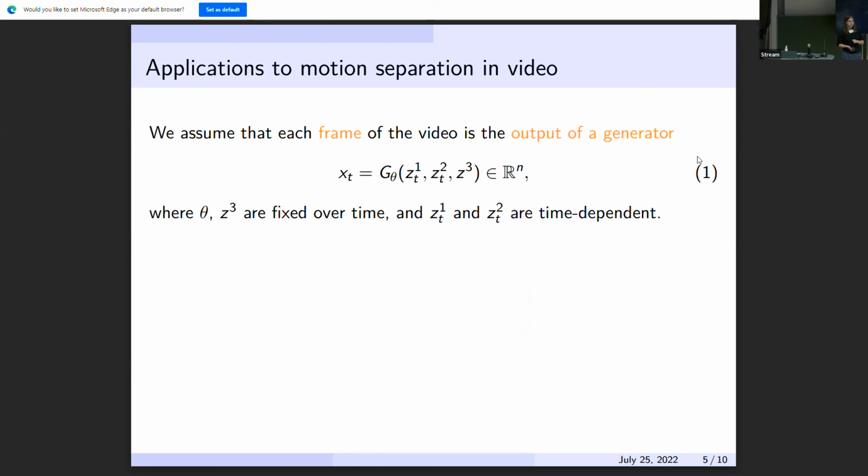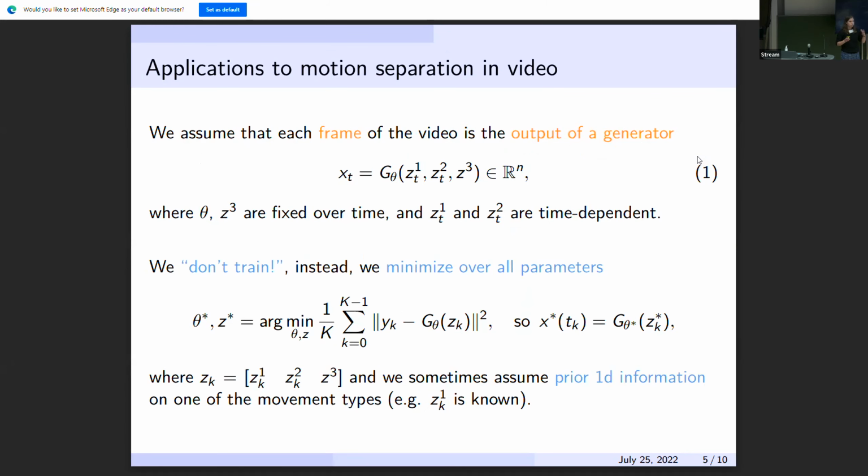In particular, I'll be applying this to motion separation. I have each frame of the video being the output of the generator, and now you'll see that the latent space is split into different components. The only thing I want you to focus on is that we have a Z1 and a Z2 that both depend on time. I'll explain how these will be related to some properties of the video at the end.